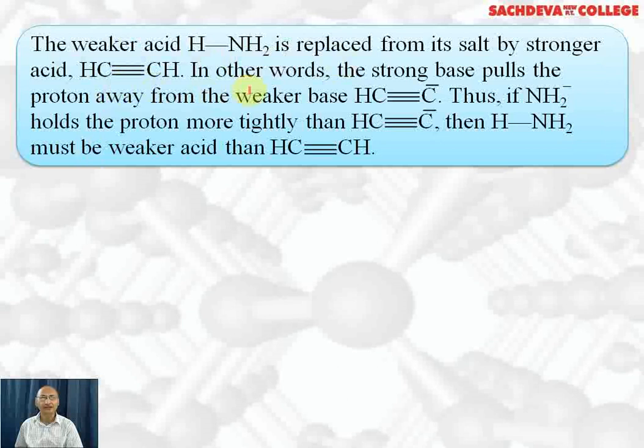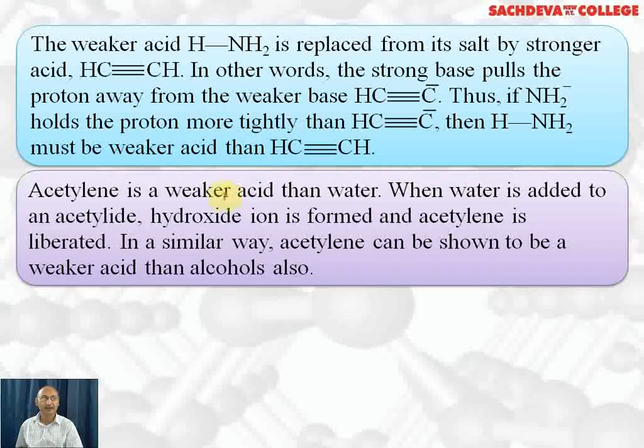In other words, the strong base pulls the proton away from the weaker base HC≡C negative. Thus, if NH2 negative holds the proton more tightly than the acetylide ion, then HNH2 must be a weaker acid than acetylene. Acetylene is a weaker acid than water also. When water is added to acetylide, hydroxide ion is formed and acetylene is liberated. In a similar way, acetylene can be shown to be a weaker acid than alcohols also.